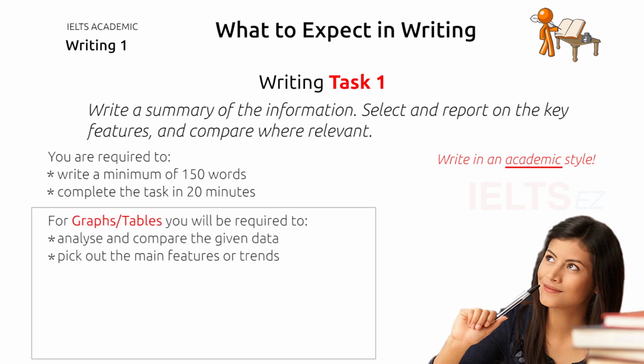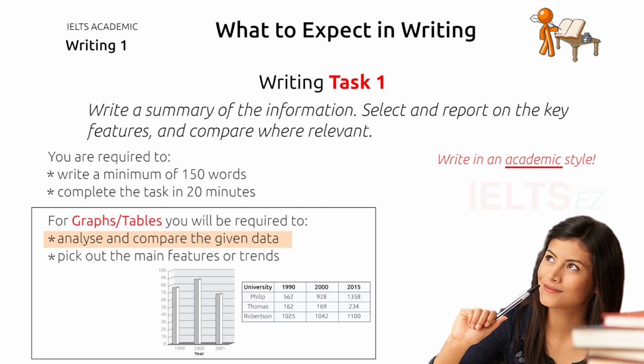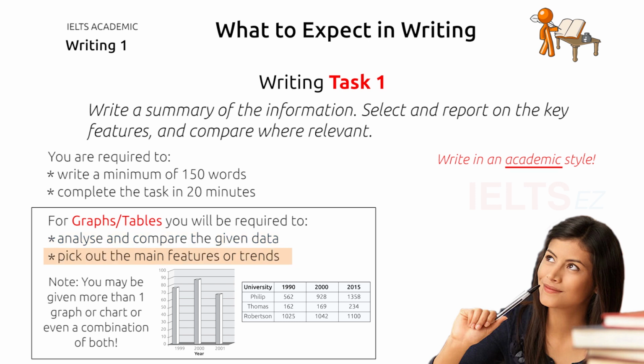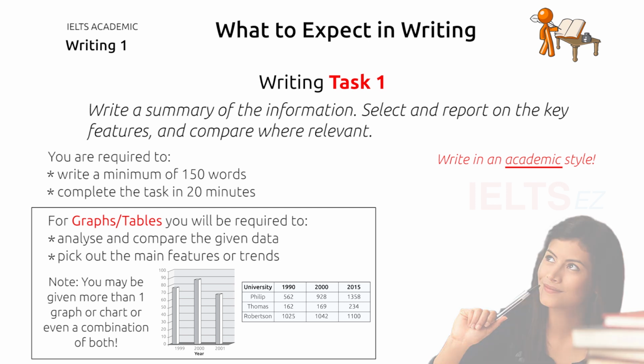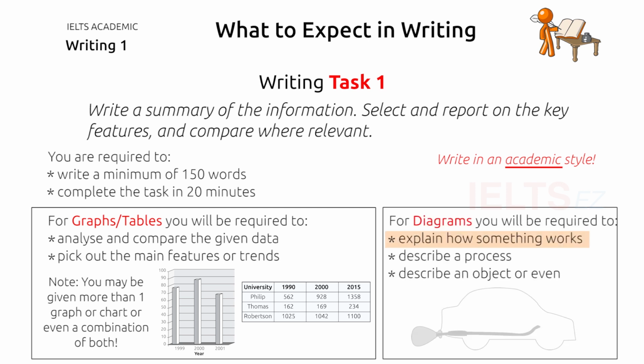If you're presented with a graph or table, you'll be required to analyze and compare the data. You may even be given more than 1 graph or a graph and chart combination. You'll need to identify and write about the main features or trends of what's presented. To do this well, you must have a good understanding of the language used in this type of analysis. If you're presented with a diagram, you'll need to explain how it works, or describe the various stages of a process or an event. Some possible types of diagrams might be a flow chart or some other simple picture. You must demonstrate in your answer that you understand the relationships within the elements of the diagram.